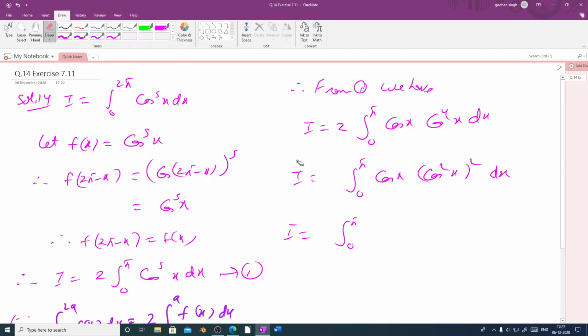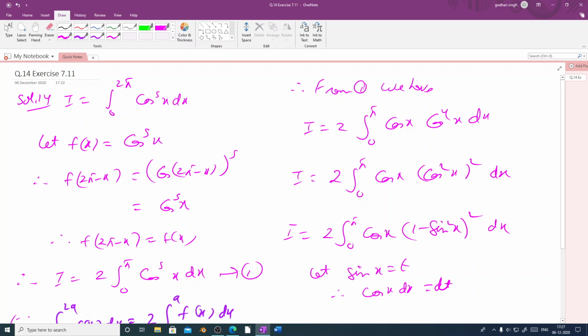Here, this is 2 actually, we missed the 2, so that 2 will come here. I equals 2 times the integral from 0 to pi of cos x times (1 minus sine square x) whole square dx. Now let us substitute sin x as t, so let sin x equal t, therefore we will get cos x dx equal to dt.